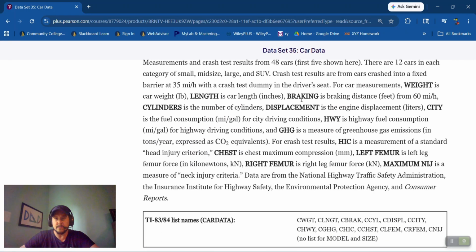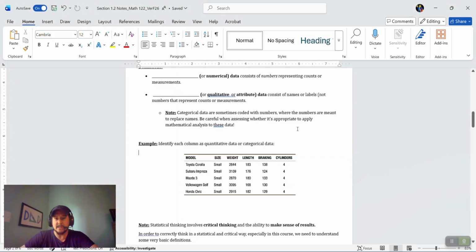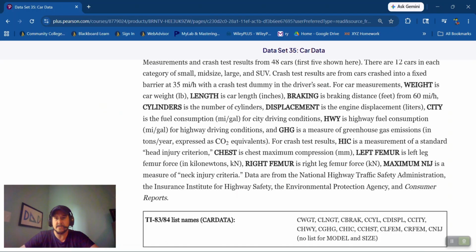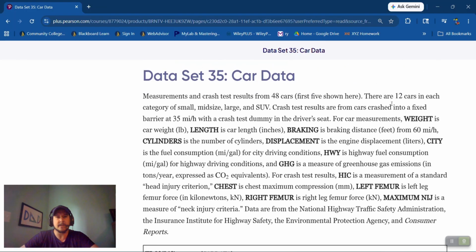Okay, so that's actually braking distance. All right, so braking is braking distance from 60 miles per hour. Okay, and so maybe this might be something that is worth mentioning when going through this example. All right, there are 12 cars in each category: small, mid-size, large, and SUV. All right, so this is categorical data.